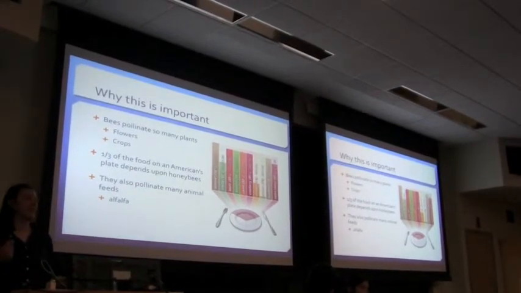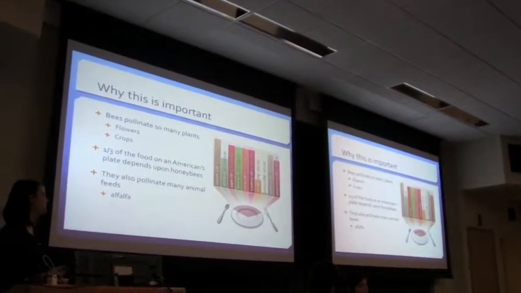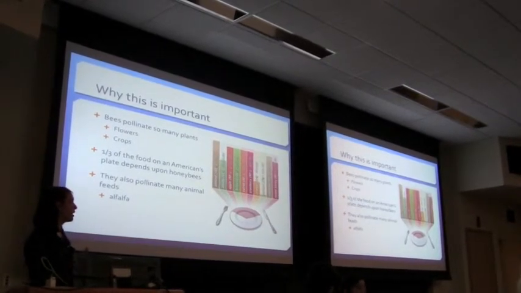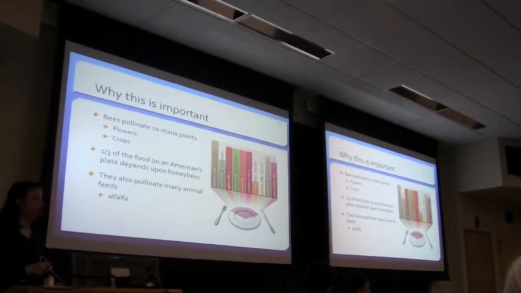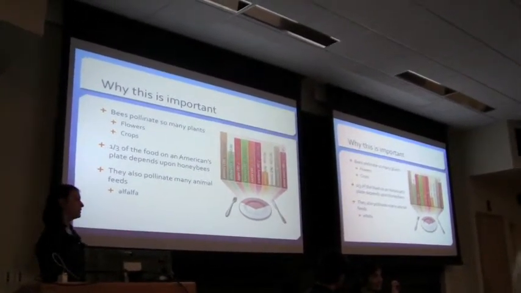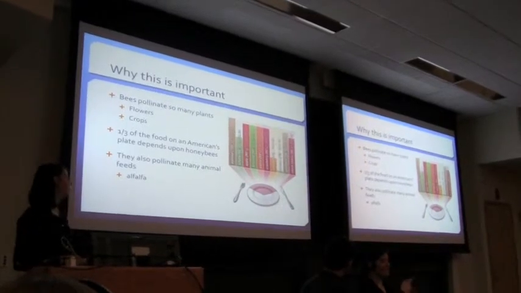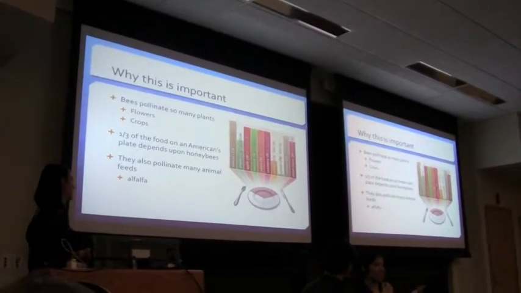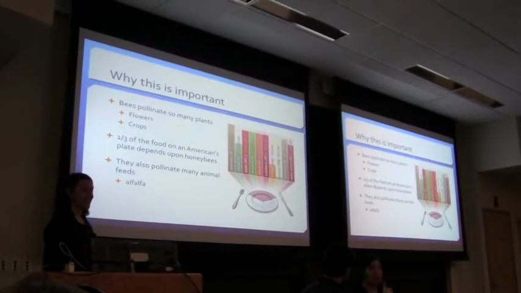You might say, okay, I don't really like vegetables anyway, so why would I care? They also pollinate a lot of crops that feed cattle and other animals, like alfalfa. So that's a really big deal. You need honeybees basically to maintain what we consider a normal diet. Just about all of it, really, from hay to corn.